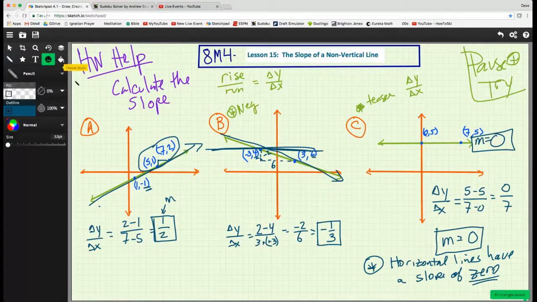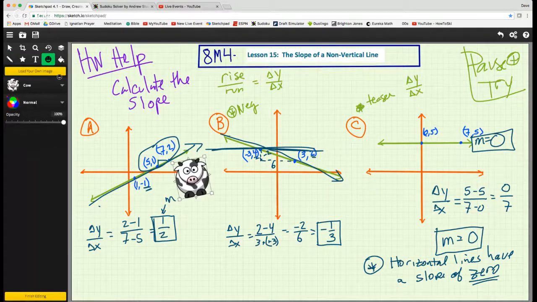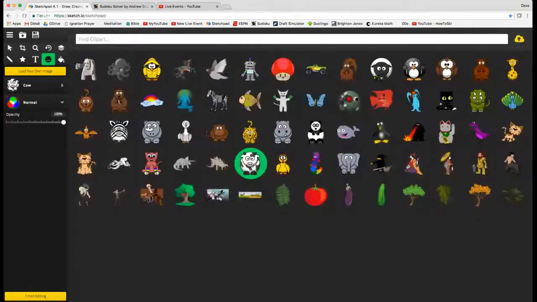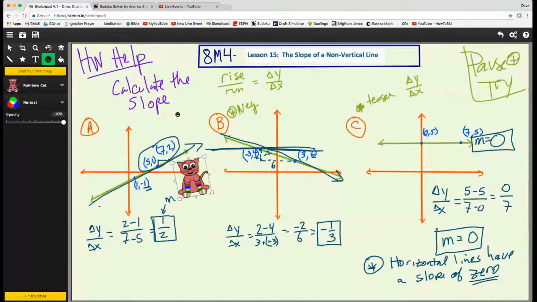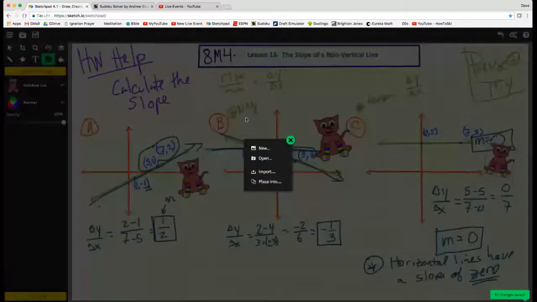You know what? Let's do a happy cat for a happy cow. What? Where did the cow come from? Where's happy cat? Someone help me out. That's confused cat. Happy cat? No. Where is happy cat? Oh, there's happy cat. Oh, thank goodness. Okay, let's move along.